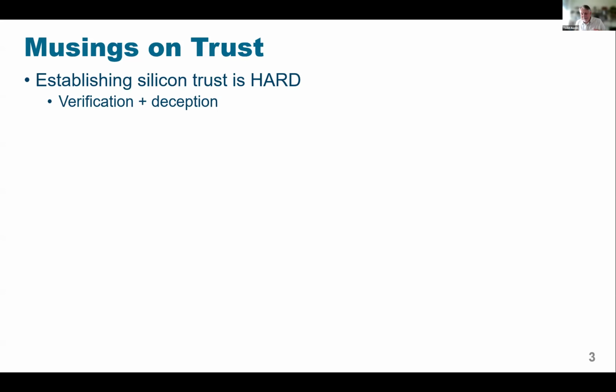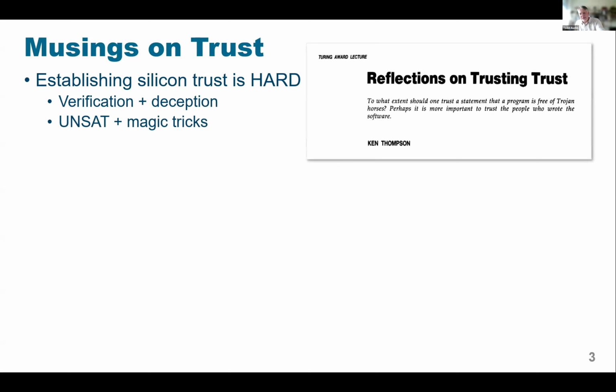You have to prove that somebody hasn't done something nasty to your underlying silicon, and that's combined with human deception. So I like to say, establishing trust in hardware is UNSAT plus magic tricks. And I want to give three examples of challenges in trust that I think really illustrate how hard it is to trust hardware, especially when you're bringing in third-party IP, et cetera.